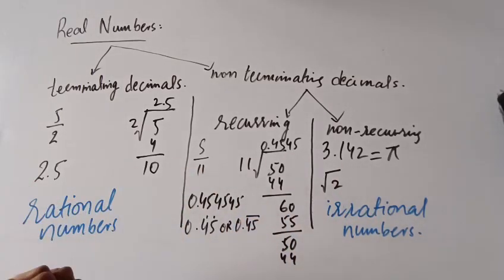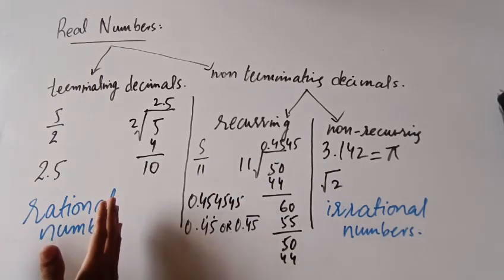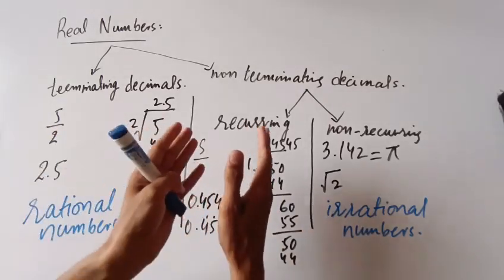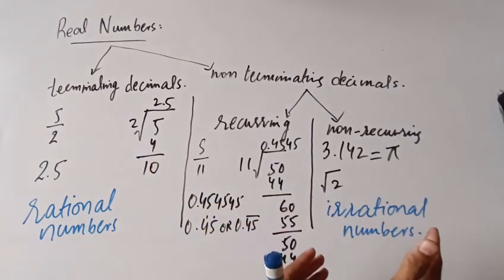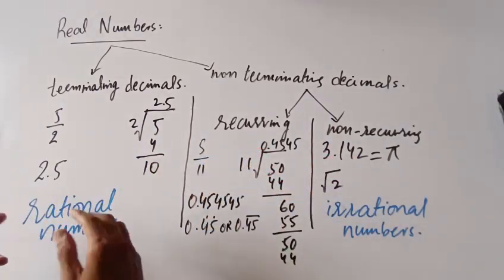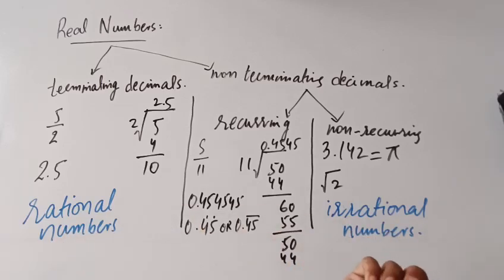So in this video we have covered what are real numbers. Real numbers are the union of rational numbers, which are actually terminating decimals and recurring non-terminating decimals, and irrational numbers, which are non-recurring non-terminating decimals. So real numbers are the union of the rational numbers and the irrational numbers.